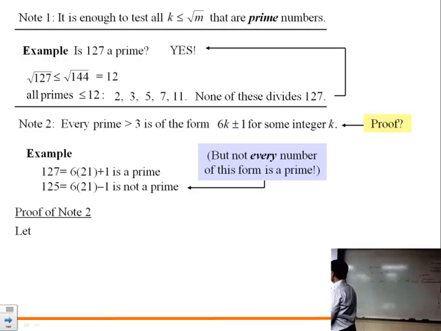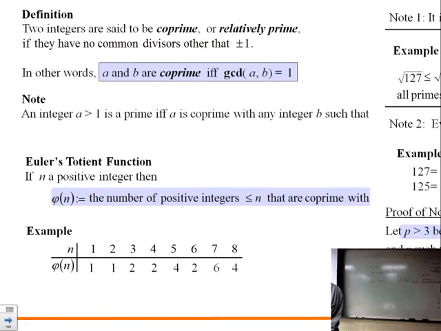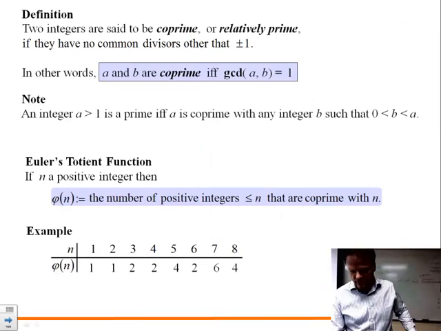All right. So I'm not going to, I've already done it. All right, another important definition.